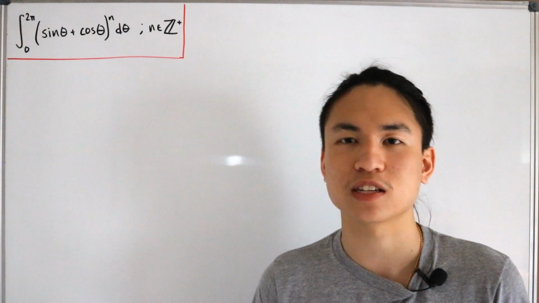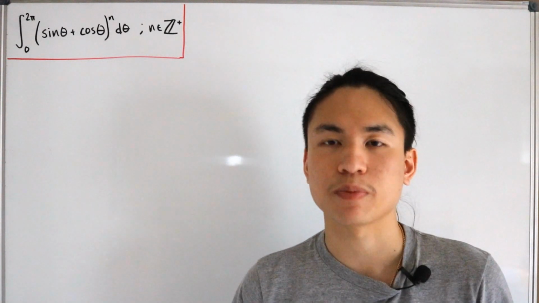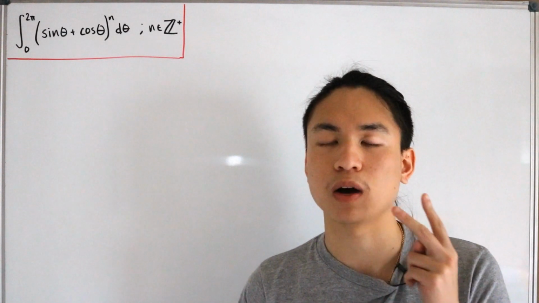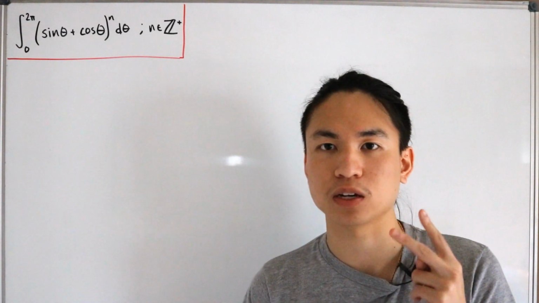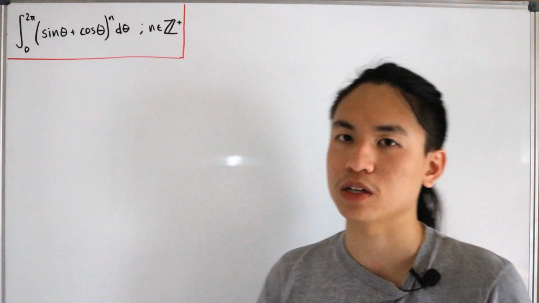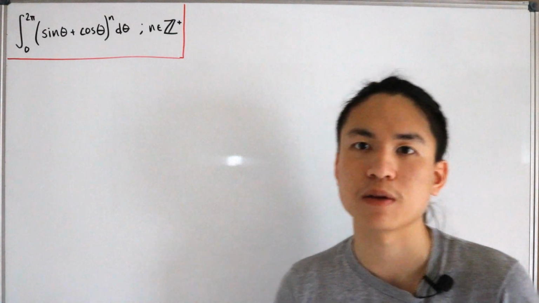It also needs to take into account that for positive integers n, there's a slight possibility that the result might split into two answers, simply depending on how the integral is written. But we'll see what happens from there. So anyway, let's just jump right in.